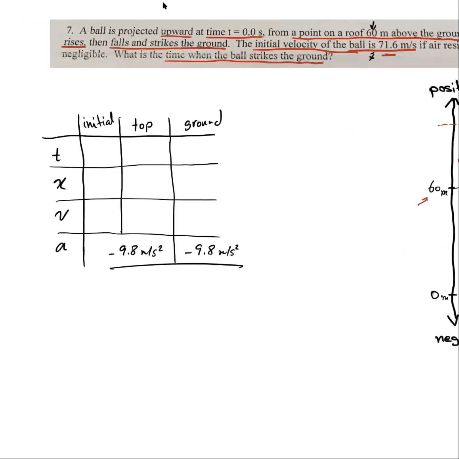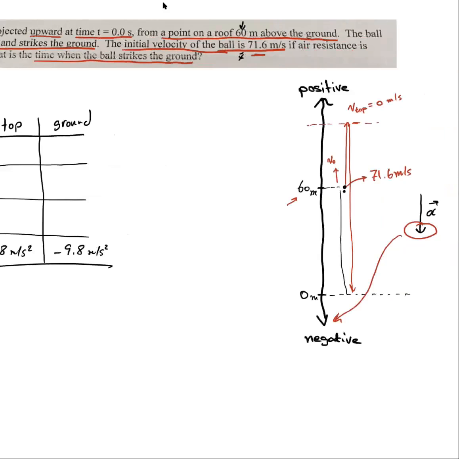So I have a quick question. We're saying that the acceleration is negative when it goes up, right? Why is it still negative when it goes down? Shouldn't it be positive because it follows the direction?